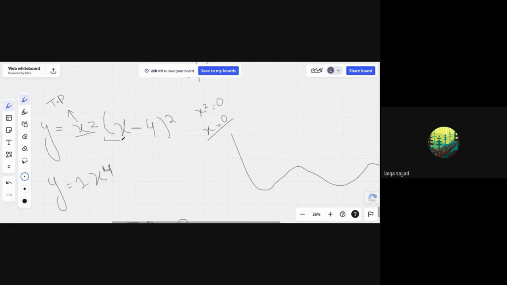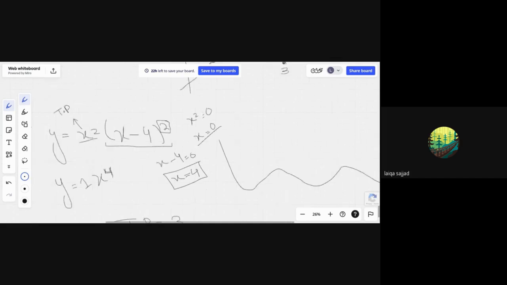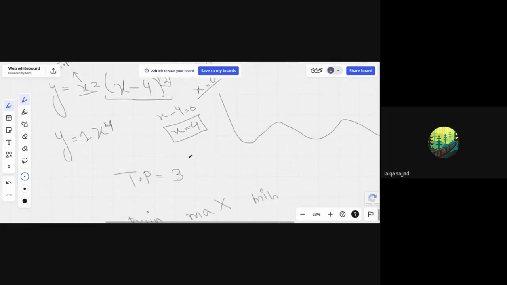And looking at this factor, we will make it x minus 4 equals to 0. So x would be equal to 4. And you also have a power of 2 on this factor as well. So it means that you will also have a turning point at this point when x is equal to 4. Clear or not? Both of these are giving you the turning points, not the x-intercept.